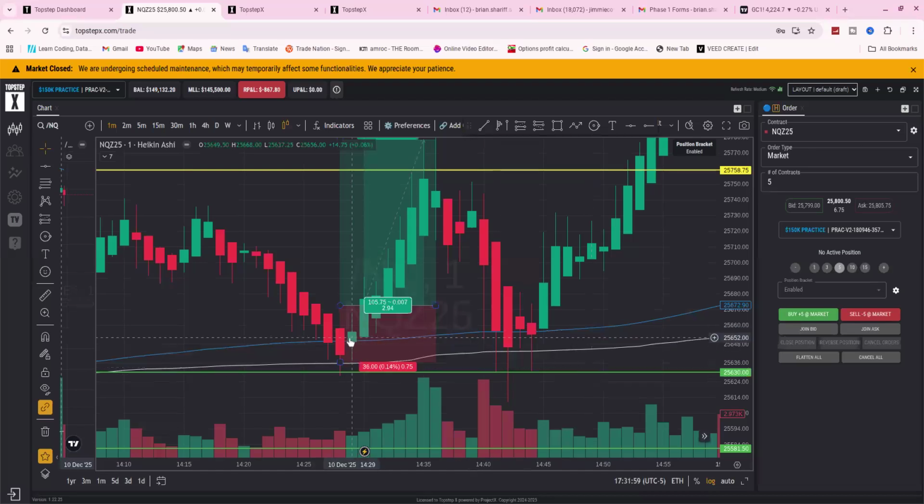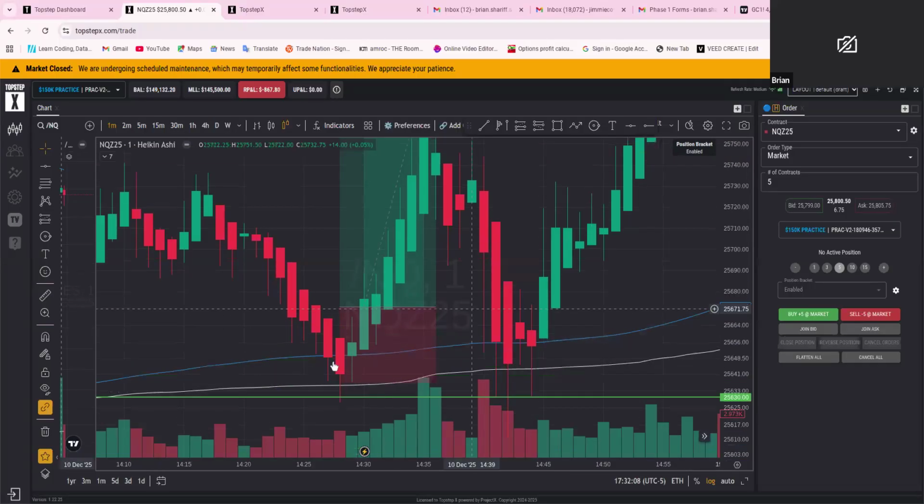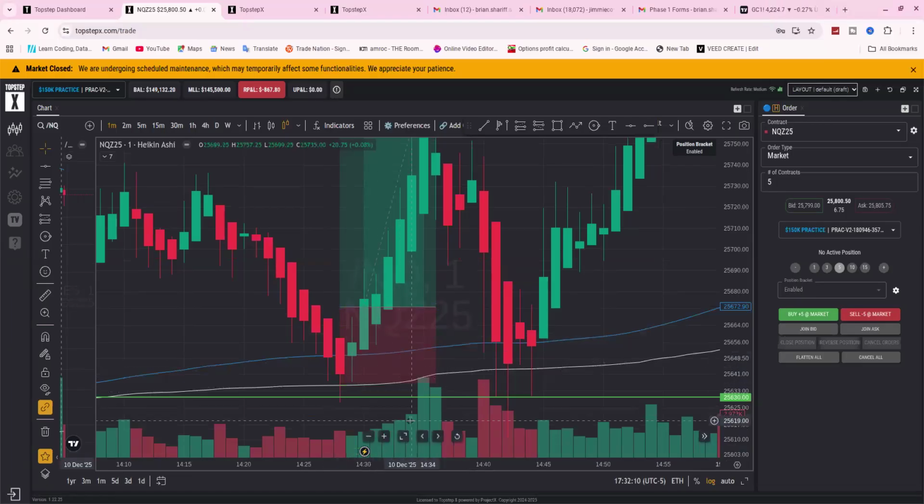This played out, but look at this doji. You see how small this doji is? That's really not an A plus play because the doji is tiny. I would have been kind of skeptical on this.